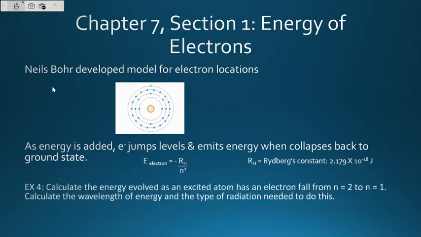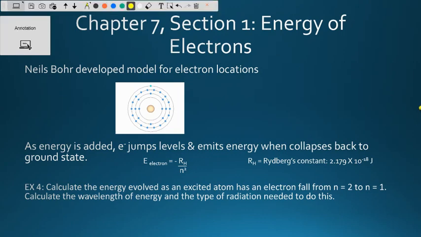So let's take a look at how this would work with an example and put the equation into play. We're going to calculate the energy as an excited atom has the electron fall from energy level 2 down to energy level 1. Okay, and so we calculate the wavelength of the energy and the type of radiation. So you kind of look at it first, it's like, wait, what numbers do I work with? Well, here's how the equation works.